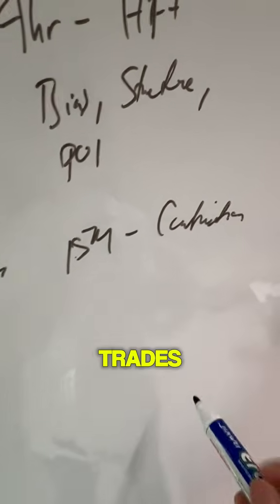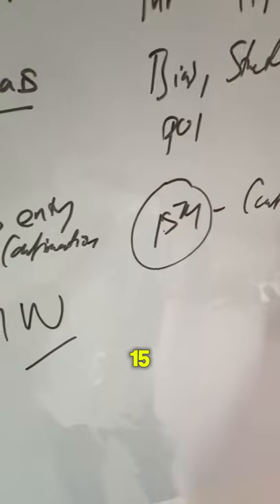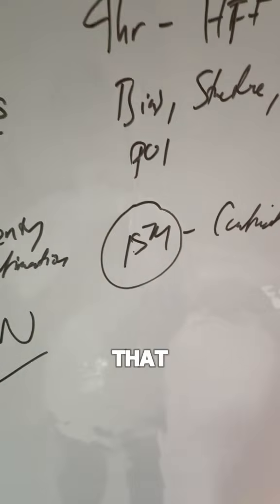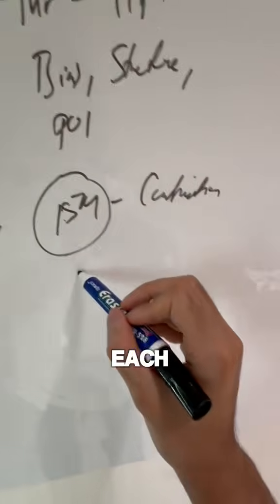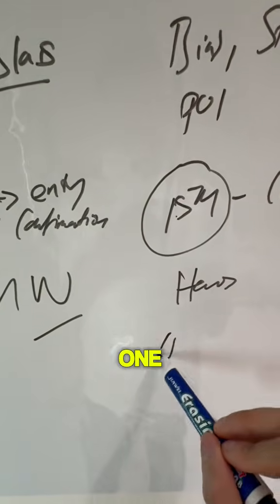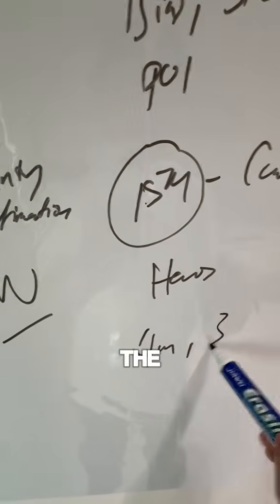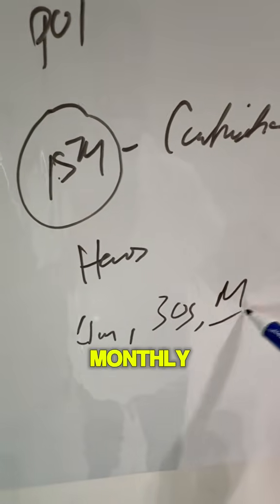So my trades are going to take a couple 15-minute candles. That could be 4, that could be 8, that could be 10. So each trade is going to be a couple hours long. Again, I'm not concerned on this time frame with what the 1 minute is doing. I'm not concerned with what the 30-second is doing. And I'm still not concerned with what something like the monthly is doing.